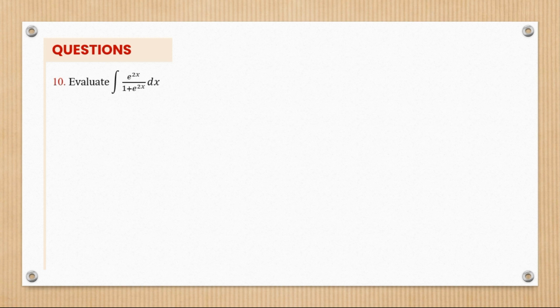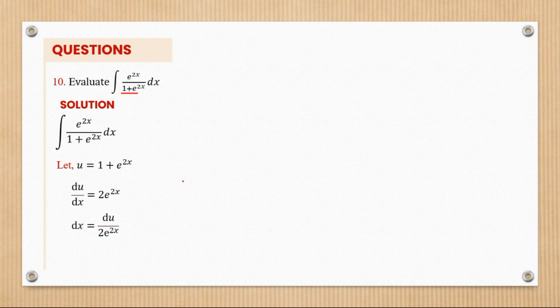So question number 10, we're being told to evaluate the integral of e^(2x) over 1 plus e^(2x) dx. This is also an easy one. We just have to let u be equal to 1 plus e^(2x). We let u be equal to this denominator value, because when we differentiate that, the 1 will go and we'll be left with 2e^(2x), which will cancel out with the numerator. So we can say that dx shall be equal to du over 2e^(2x).